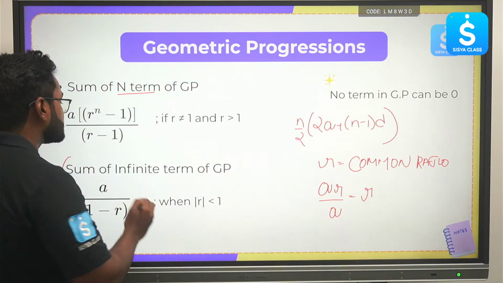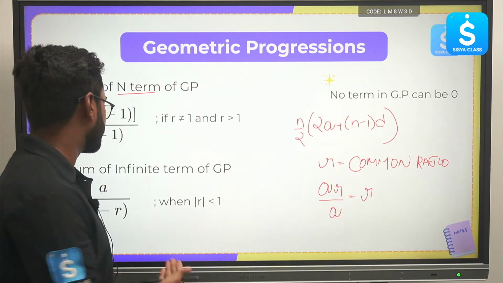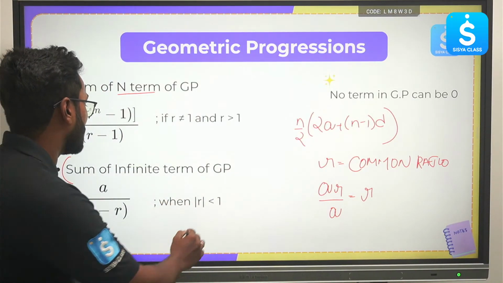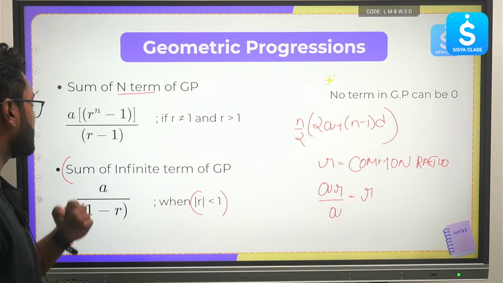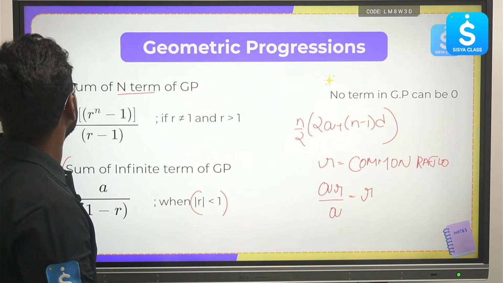You can also find the sum of infinite terms of a GP using this formula, and it is only valid when mod R is less than 1. The formula is given by A by 1 minus R.